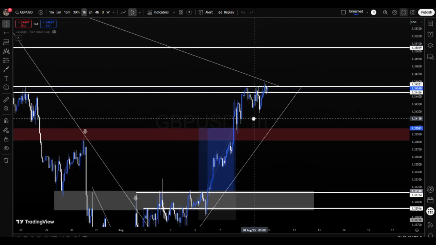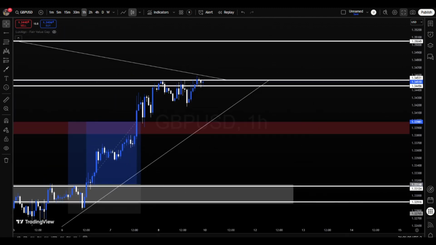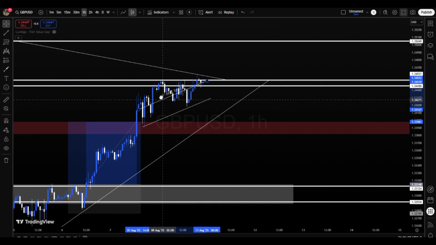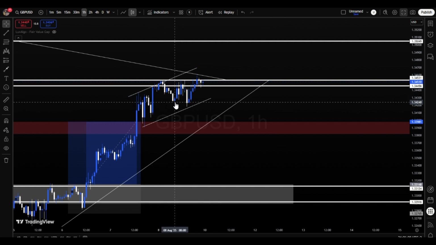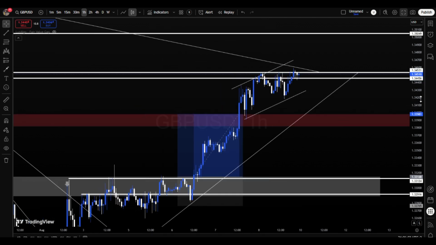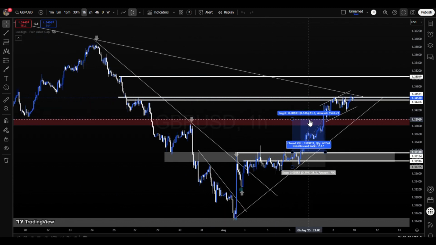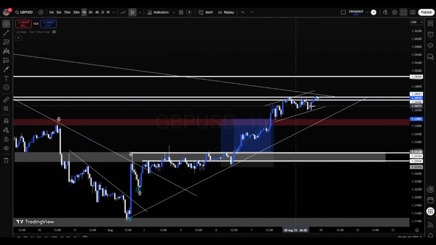So we are having some sort of a structure, a pattern here. This is our pattern. We have used this pattern to approach this level here, which could be our other level of resistance or the other level of support. But overall on GBPUSD, I feel like we'll be getting a few sales to the downside. That's all I can say.